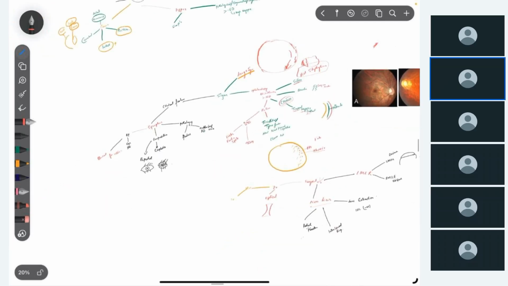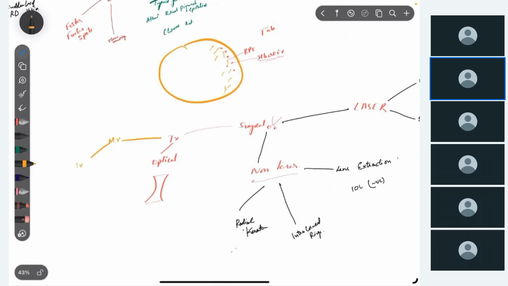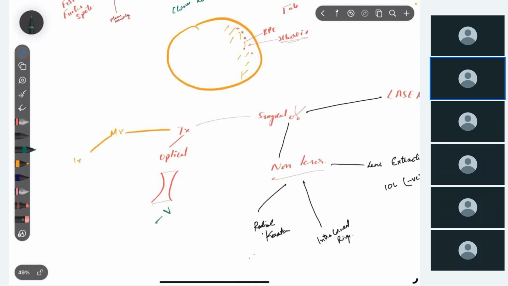Okay. Next, the management. The management is investigation and treatment. Investigation is again refractive: you check for the refractive errors by giving cycloplegics. And treatment. Myopia is a problem of increased power of the eye. So your treatment should be aimed at decreasing the power of the eye. In this, you can use optics. How can you decrease the power of the eye? By using concave lenses or negative lenses.